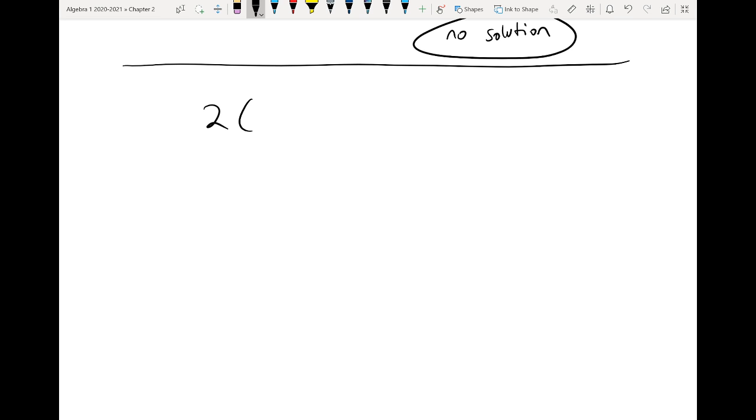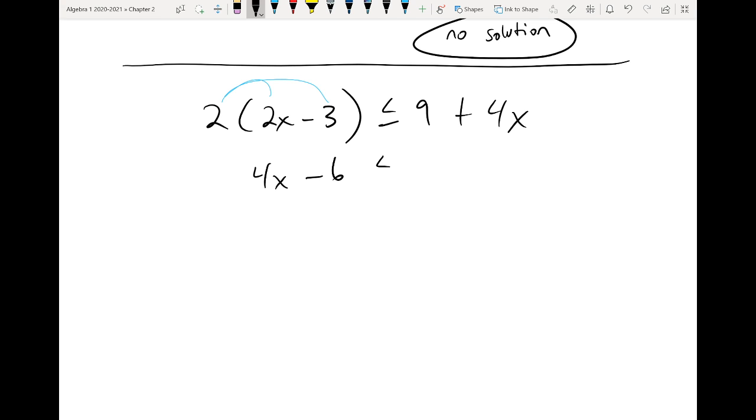So 2 times the quantity 2x minus 3, less than or equal to 9 plus 4x. All right, well, again, we see those parentheses, which our instinct should be to distribute, and that's fine. So we have 4x minus 6 less than or equal to 9 plus 4x.